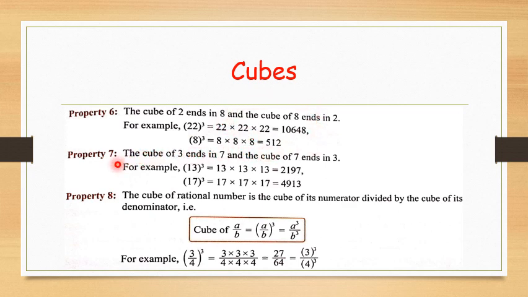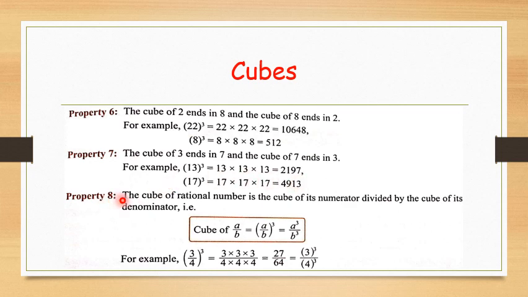Now property number 7. The cube of 3 ends in 7. Similarly, if any number ends with 3, then its cube ends with 7, and if it ends with 7, then its cube ends with 3. A very interesting fact again. कोई भी नंबर है अगर उसके एंड में 3 होगा तो उसके क्यूब के एंड में 7 होगा, और अगर उसमें 7 होगा तो उसके क्यूब में क्या होगा, 3 होगा. दिस इज वन ऑफ द इंटरेस्टिंग थिंग.